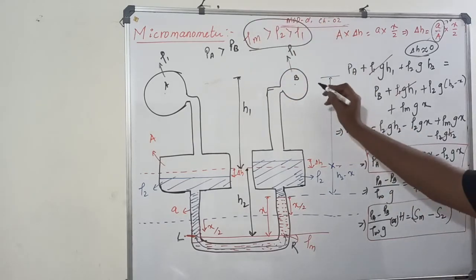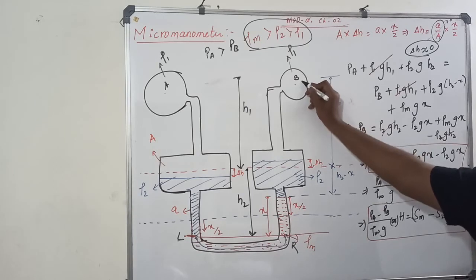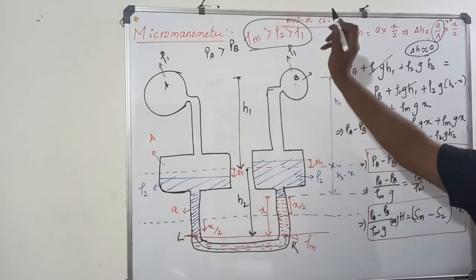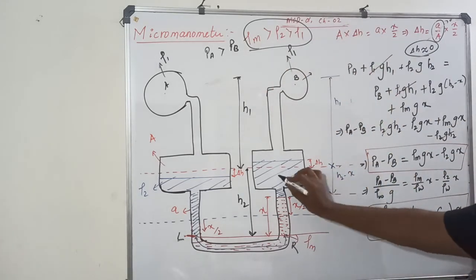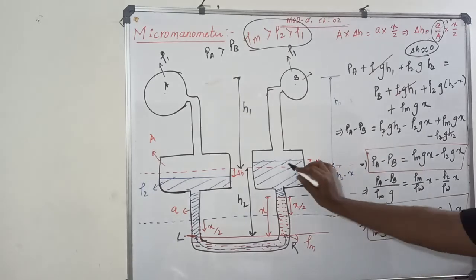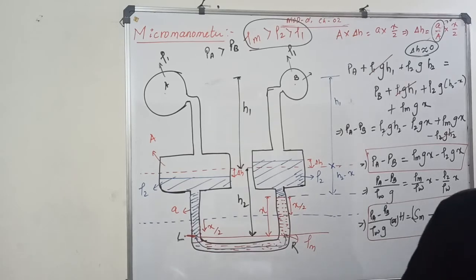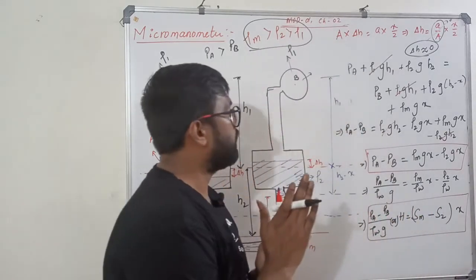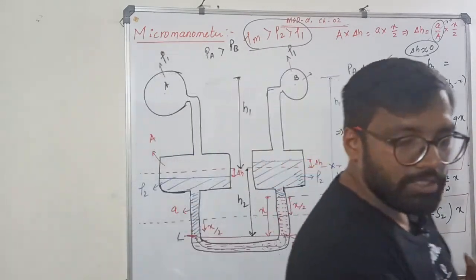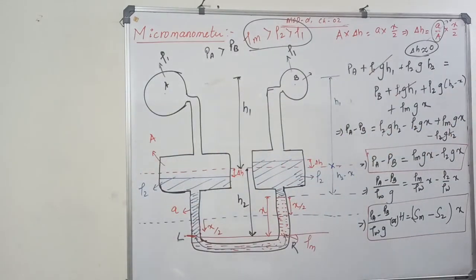Okay. So the density of the fluid which is passing through the pipes A and B should be the least, the density of the fluid in the reservoir will be in the middle, and obviously the manometric fluid will have the highest density. Okay, understood? Pause the video and note it down, please.